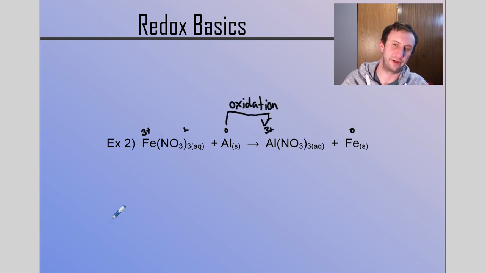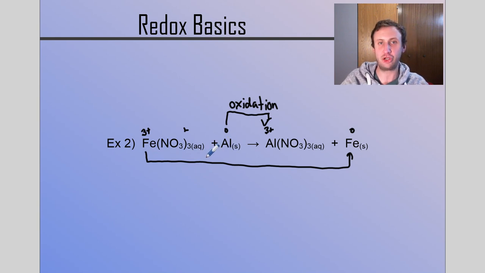More positive, oxidation. And then for iron, it went from 3 positive to 0. So that got more negative. This is reduction. So it got reduced. Okay, so now in terms of OAs and RAs, I'm going to use the shorthand for this. So iron 3, because it got reduced, is specifically my oxidizing agent.